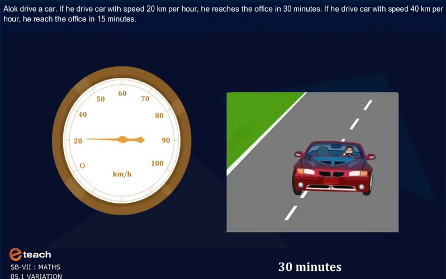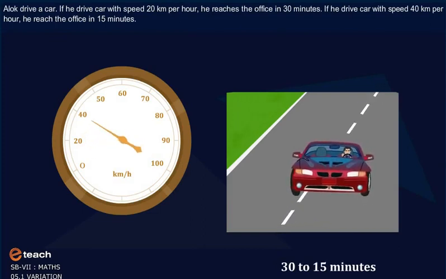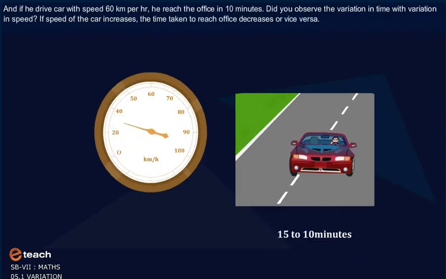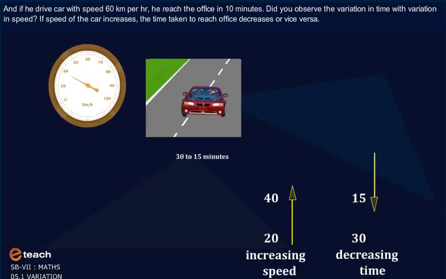Alok drives a car. If he drives the car with a speed of 20 km per hour, he reaches the office in 30 minutes. If he drives the car with a speed of 40 km per hour, he reaches the office in 15 minutes. And if he drives the car with a speed of 60 km per hour, he reaches the office in 10 minutes. Did you observe the variation in time and variation in speed? If the speed of the car increases, the time taken to reach the office decreases, and vice versa.